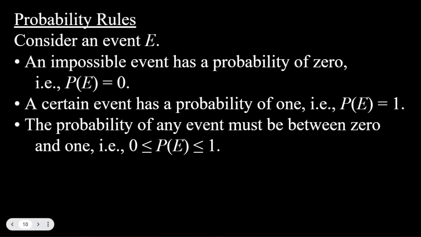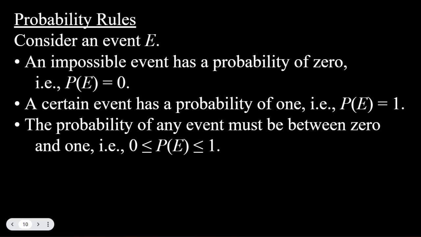Some probability rules. We want to consider an event E, regardless of what that event is. An impossible event has a probability of 0. The way we would write that is P(E) = 0. That means there are 0 ways that this event could occur. It'd be like rolling a die and getting an 8 if you only have numbers on the die from 1 to 6. That's impossible, so it'd be 0 out of 6.